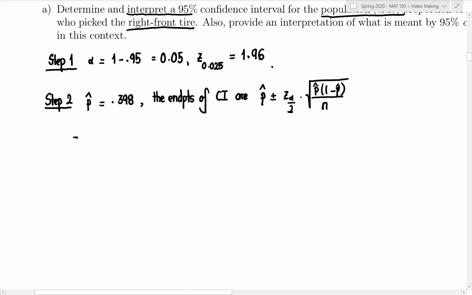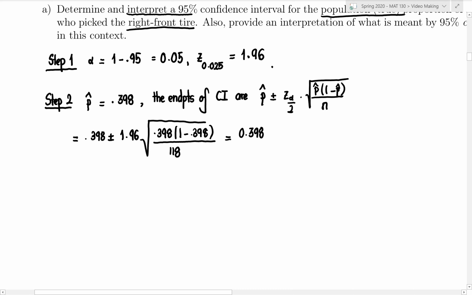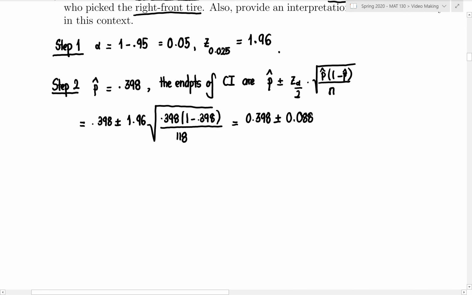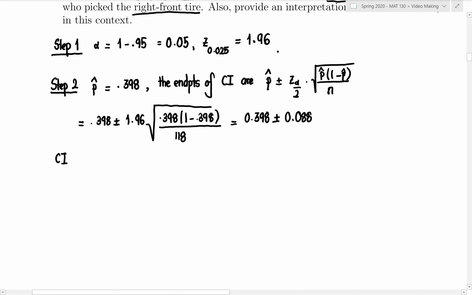We are going to go ahead and plug in these values here, and when I do that, I'm going to get 0.398 plus or minus 1.96 times the square root of 0.398 times 1 minus 0.398, divided by the total number, which was 118. And if I plug this into my calculator, I'm going to get 0.398 plus or minus 0.088.